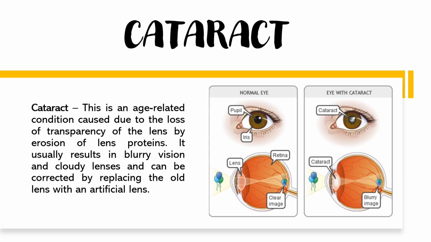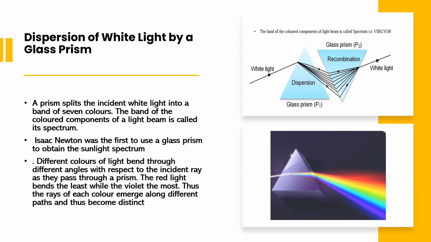So these are all the eye defects that can be corrected. Now we are going to see about the dispersion of white light by a glass prism. First we want to know what dispersion is. Dispersion is the splitting of white light into 7 colors through a medium called a glass prism. This is called dispersion of light. They are split into 7 colors, that is red, orange, yellow, green, blue, indigo, and violet.